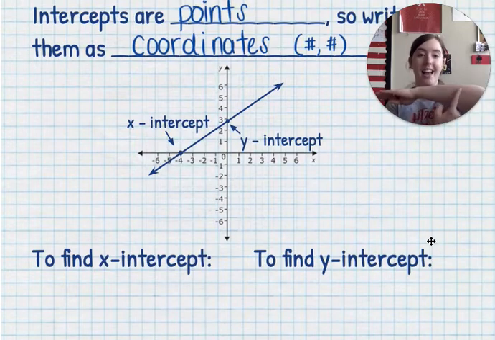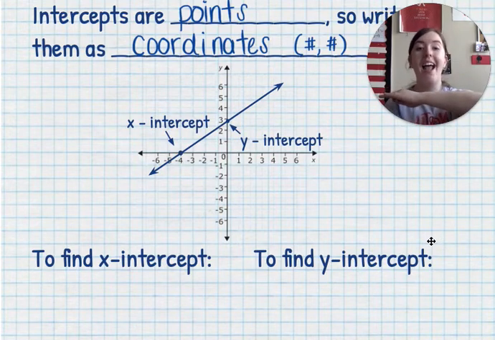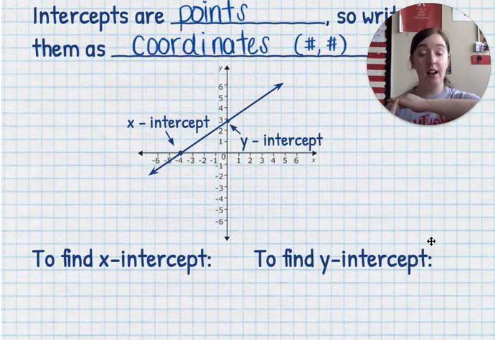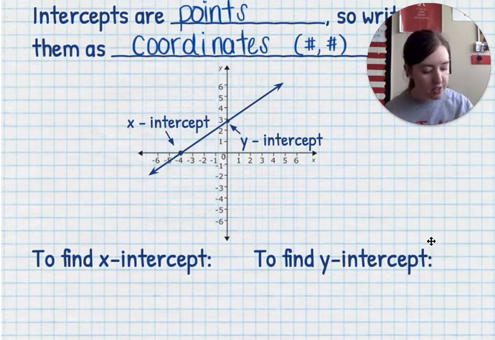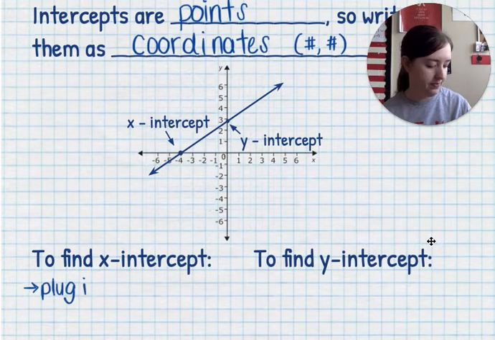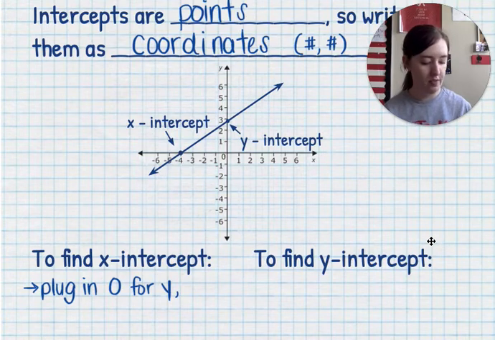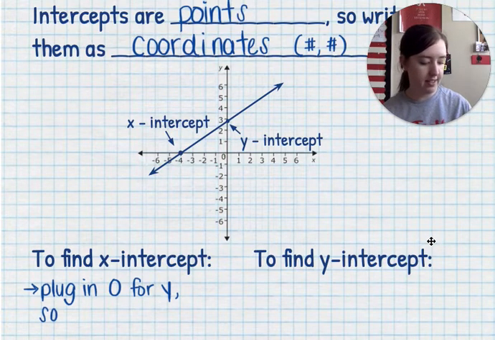Okay, so let's talk about actually finding these x-intercepts and y-intercepts. So along that x-axis, as you can see, x can be any value it wants to be, but y has to be 0 along that x-axis. So if I want to find my x-intercept, I'm going to plug in 0 for y, and then you'll solve for x.